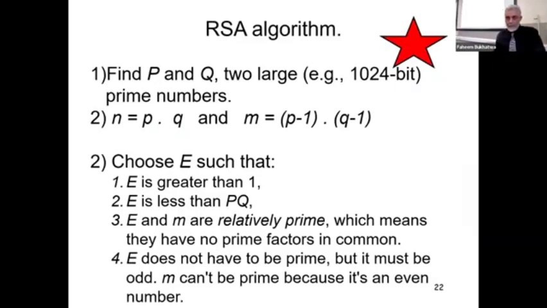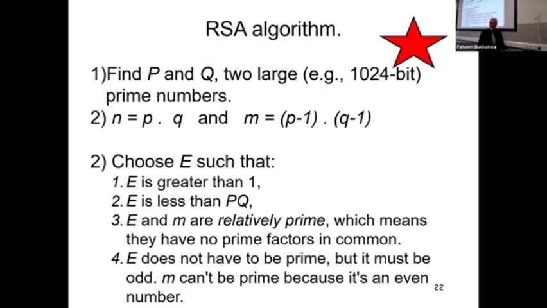This is a bit more detail. Find two prime numbers, P and Q, multiply them together, you get the N, and multiply P minus 1 and Q minus 1 to get the M. So we already got two steps, the N and the M. Now, these are the conditions for E.